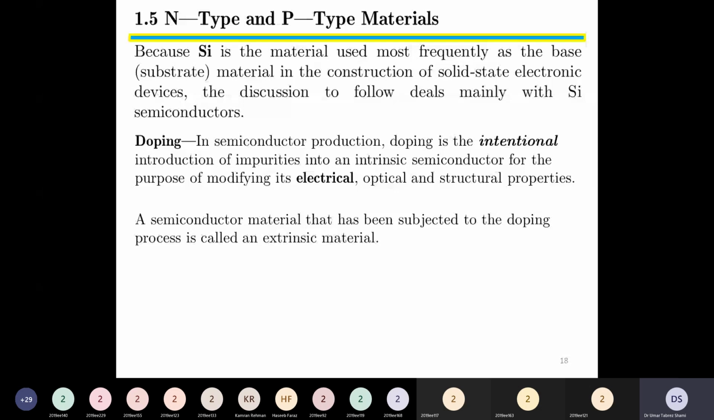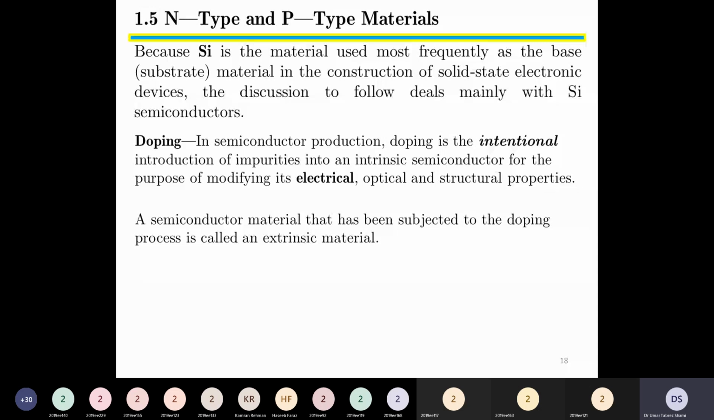Because silicon is the material used most frequently as the base material in construction of solid-state electronic devices, the discussion to follow deals mainly with silicon semiconductors. Then we have a definition of doping. What is doping? In semiconductor production, doping is the intentional introduction of impurities into an intrinsic semiconductor for the purpose of modifying its electrical, optical, and structural properties.